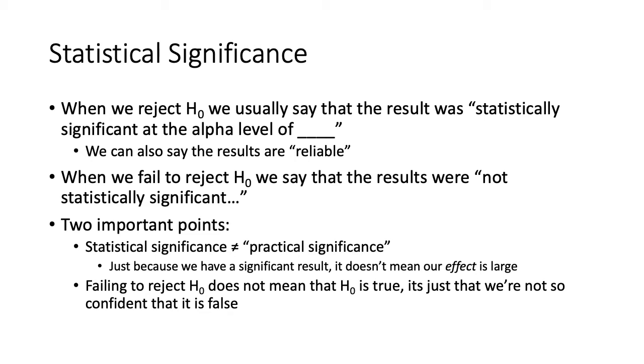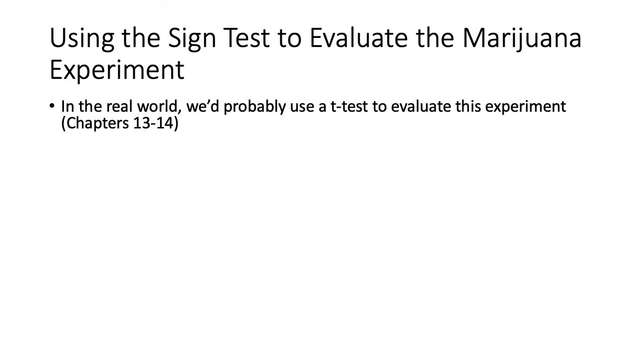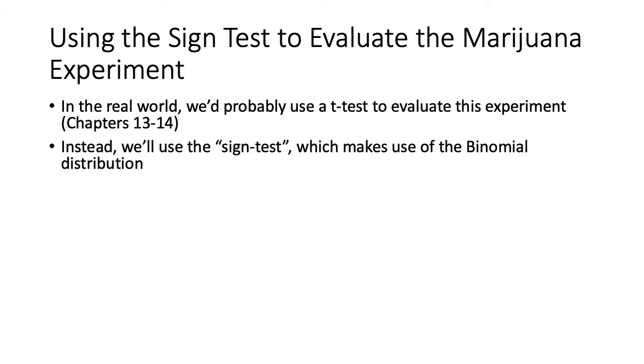So let's put this to use now with the sign test. In the real world, we would usually evaluate repeated measures data of the type in our marijuana experiment with a t-test. But we're going to use the sign test. It's a little simpler, and it allows us to focus on how we're using probability to evaluate our experimental results.